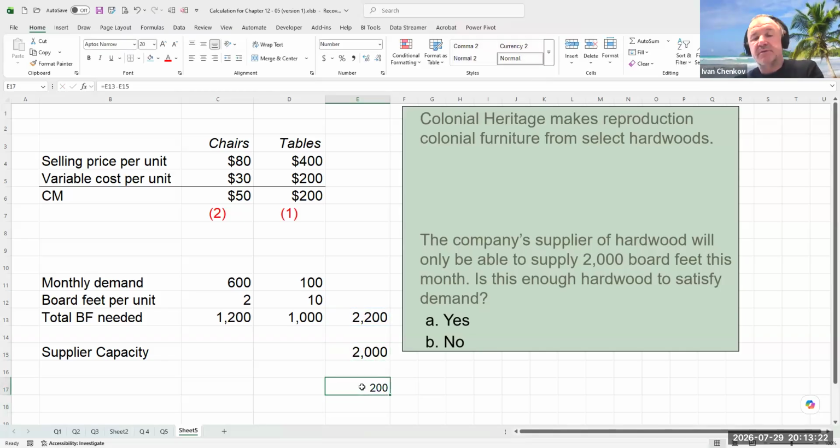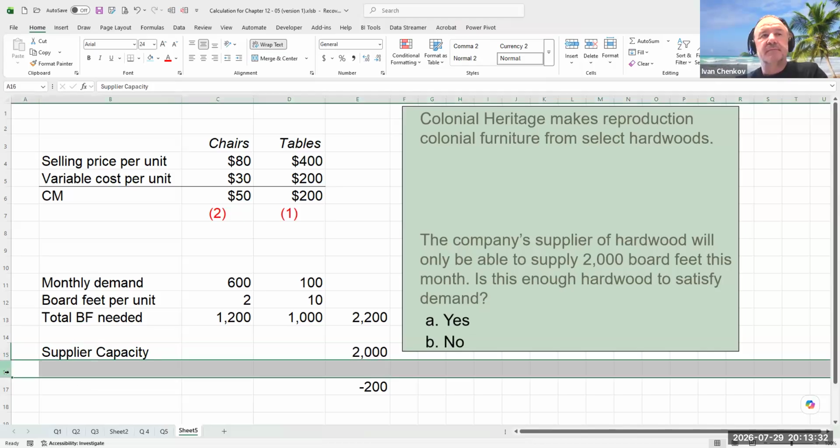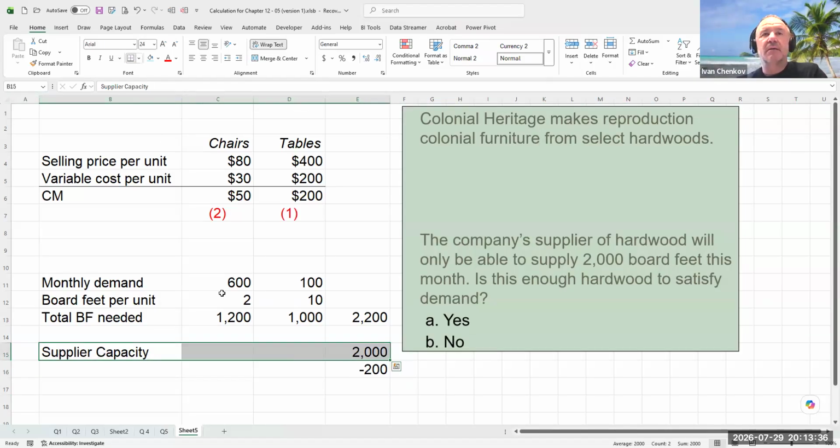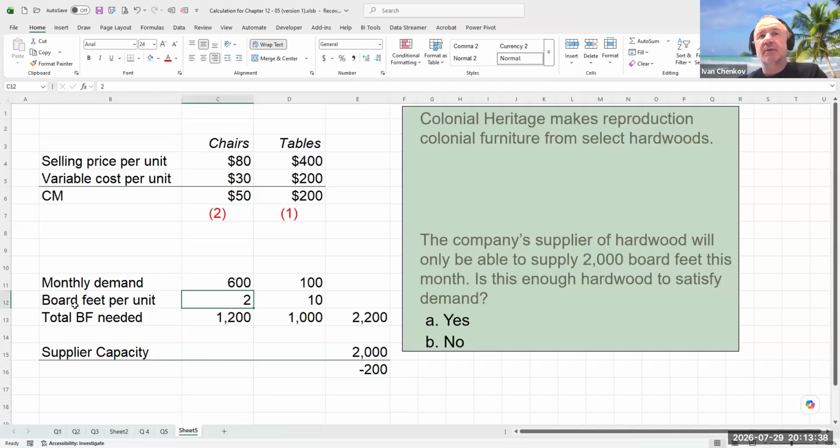Or it should be the opposite. It should be what the supplier gives us and what we need. We are short 200 board feet. All right, so we have found our bottleneck. What's our bottleneck? It's the board feet. Since the board feet is our bottleneck, what do we need to do? We need to calculate the contribution margin per board feet. That's all we have to do.